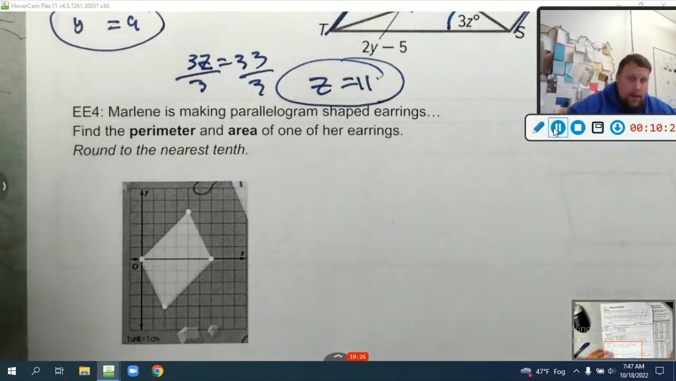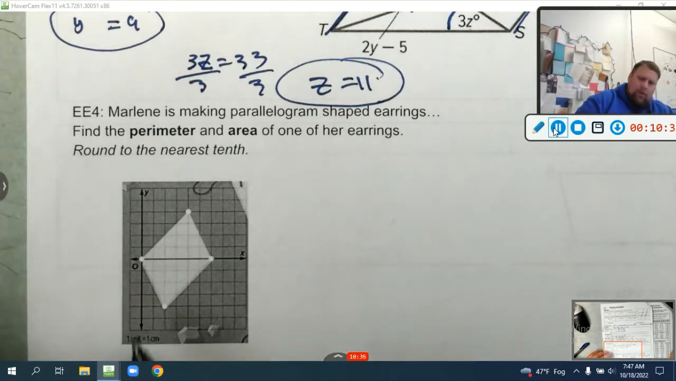Okay, let's read this. Marlene is making a parallelogram-shaped earring. Find the perimeter and the area of one of the earrings, rounding to the nearest tenth. Well, perimeter is just the distance around.